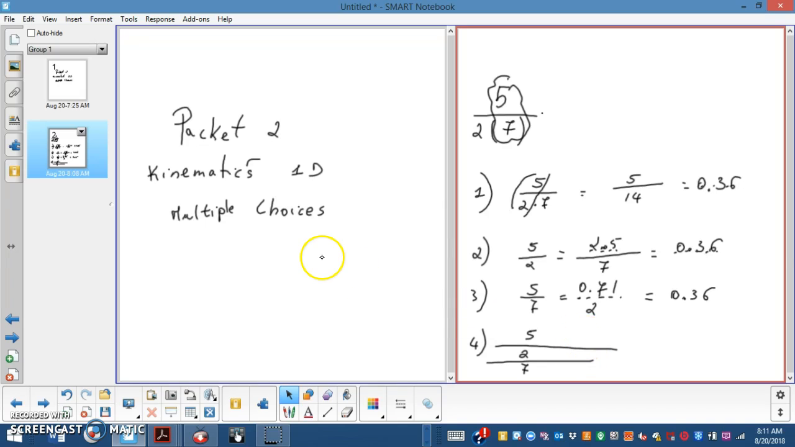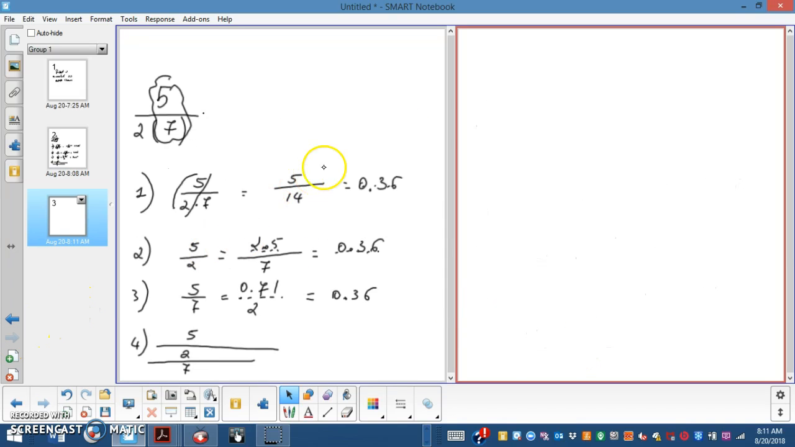Now, why are those two things the same? Well, you have 5 divided by 2, and you're dividing this by 7, which means 5 divided by 2, and you're multiplying by the inverse, which is still 5 divided by 14. So this 5 divided by 2 and divided by 7 is still the same number, 0.36.